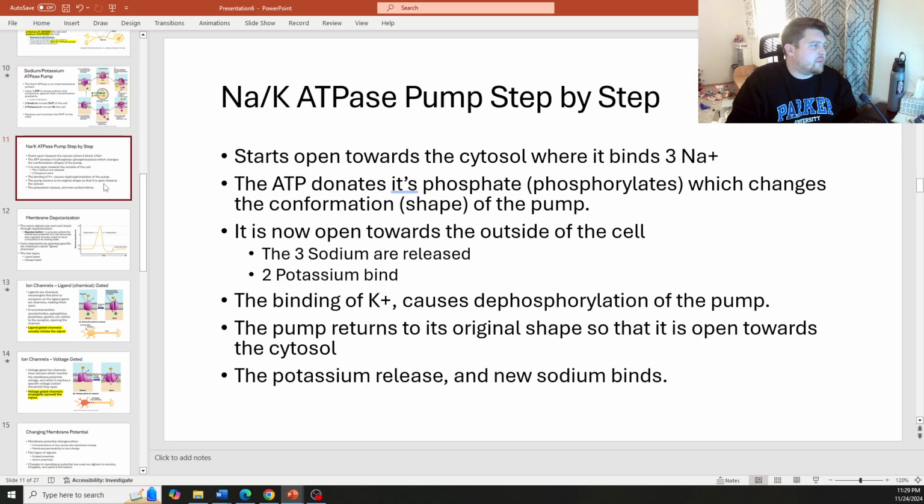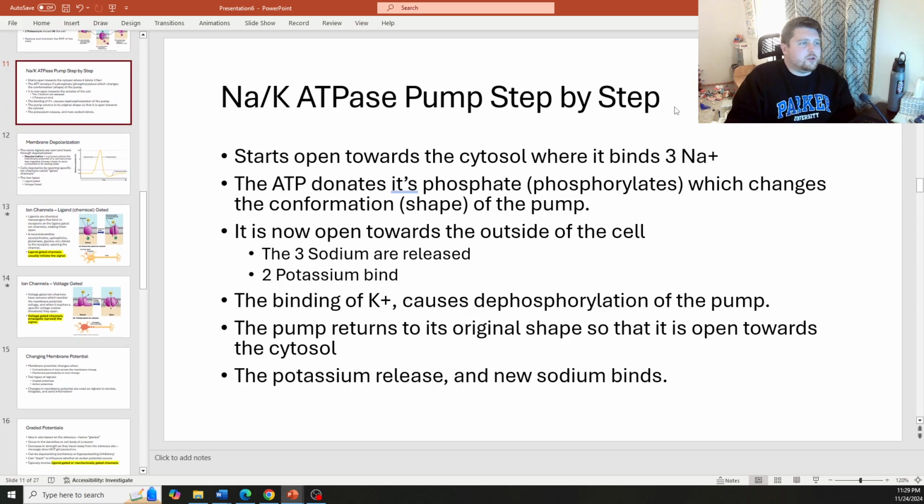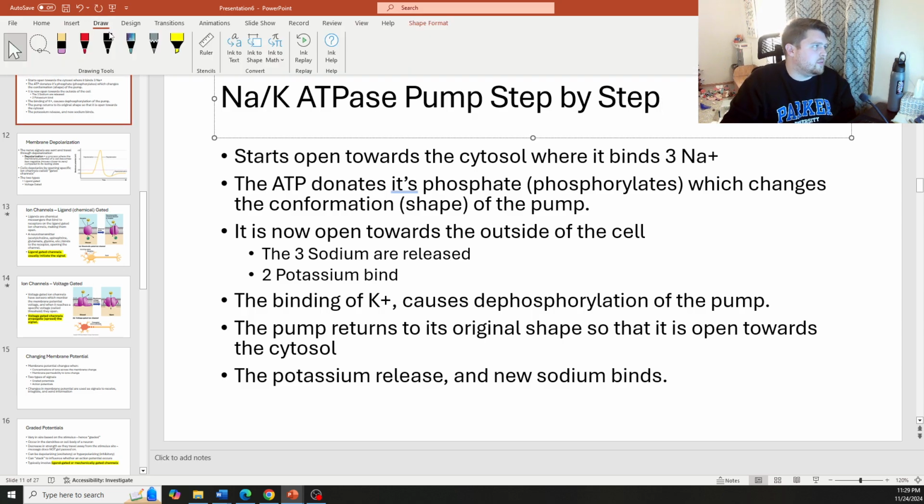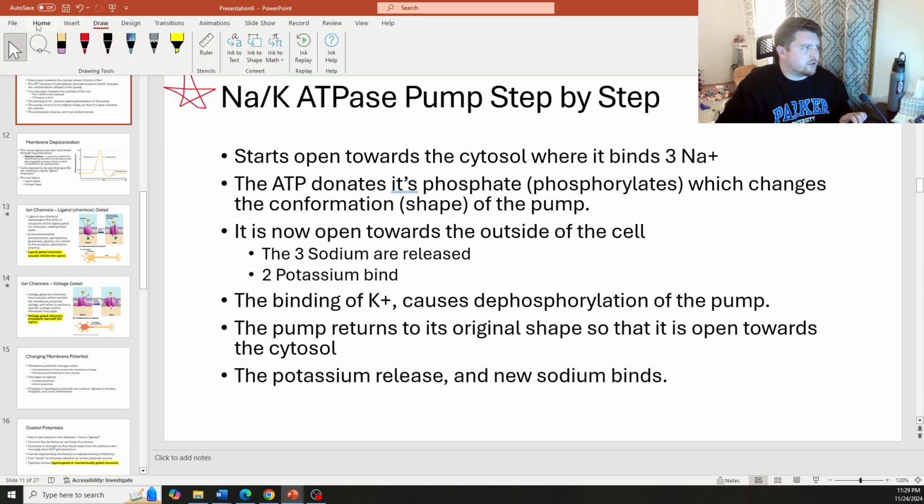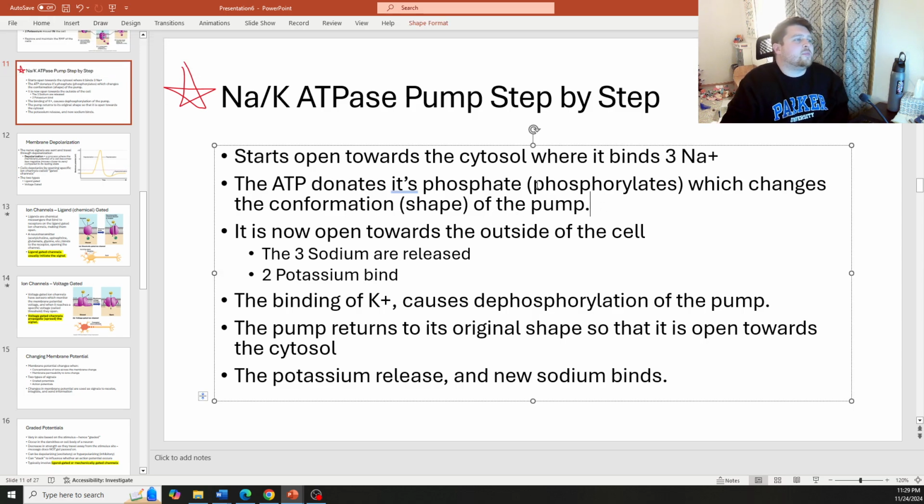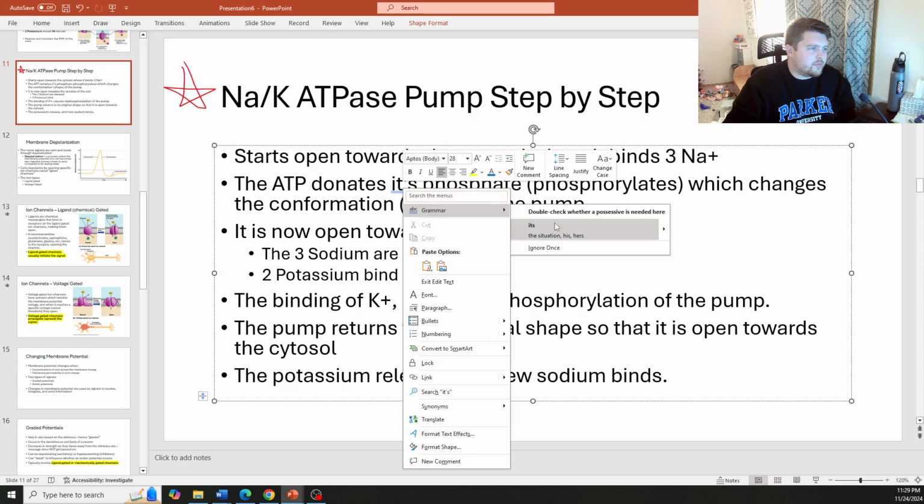So step by step, this is going to be super important for the test. The professors love to test on the sodium-potassium ATPase pump. Because it's so important and plays such a critical role, they love to ask questions about it.